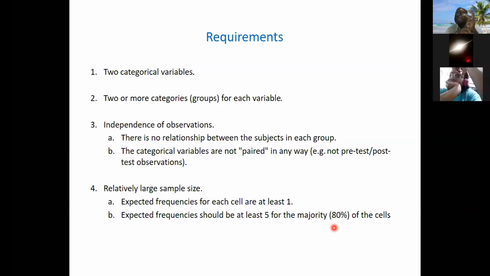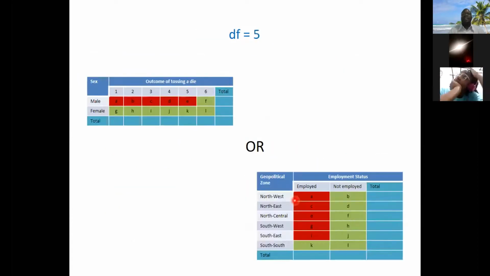When the expected count is less than 5 in more than 20%. Look at it. Expected count should be at least 5 for the majority, 80% of the cells. That is, it can be less than 5 in 20%. So when it is more than 20%, that shows it is not at least 5 in up to 80%. Then you should not even see any expected count less than 1. So when you see any expected count less than 1 in any cell, forget it. And I think it's well understood.